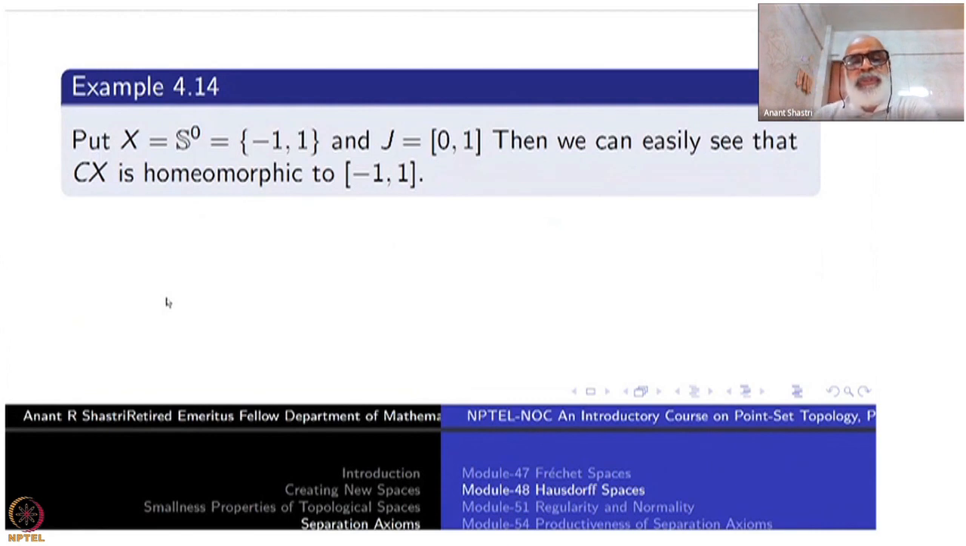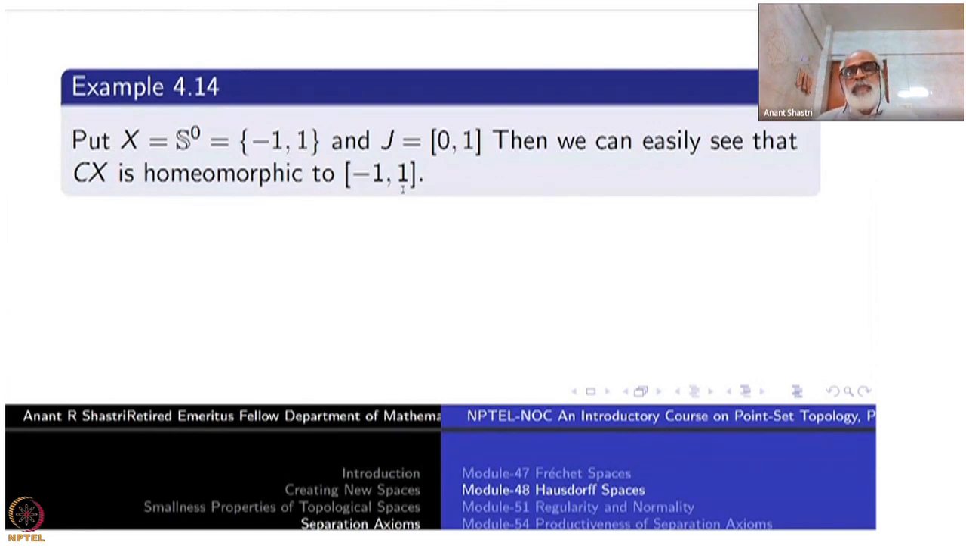What will be the cone CS^0? It is easy to see that first you take S^0 cross J. So that will consist of two copies of the closed interval 0, 1: minus 1 cross [0, 1], and plus 1 cross [0, 1]. They will be disjoint copies, right? But when you identify, what is the identification? I have to take a to be minus 1 here, right? A to be 0 here, right? So minus 1, plus 1, cross 0, they will be identified. Nothing else.